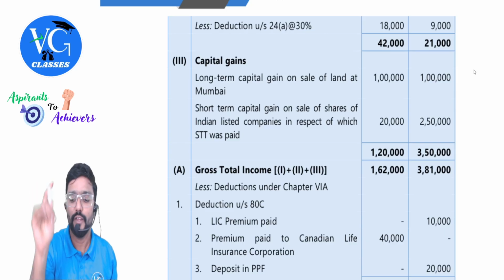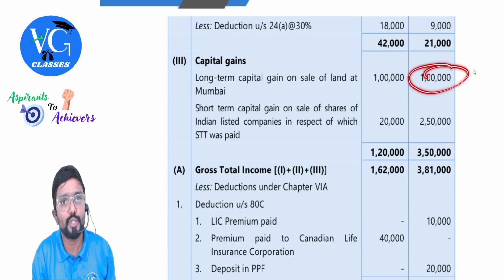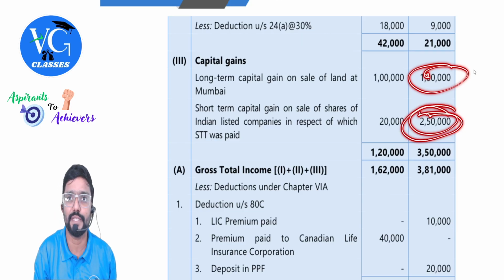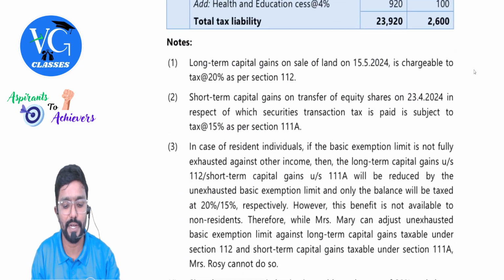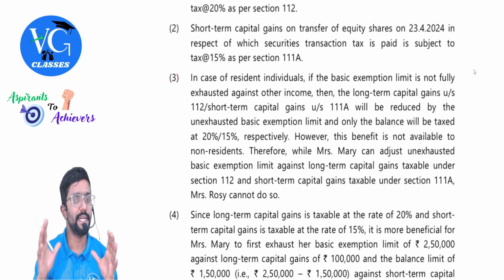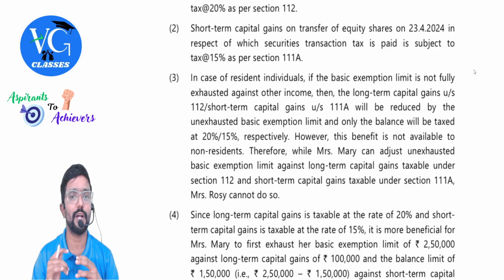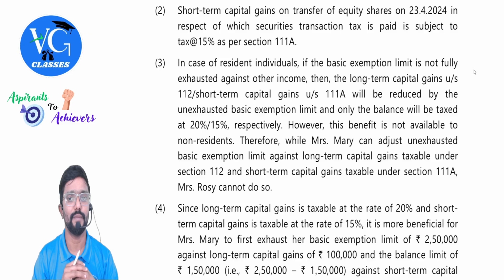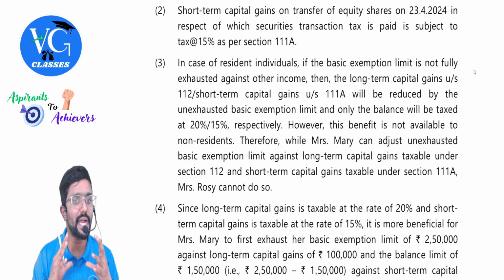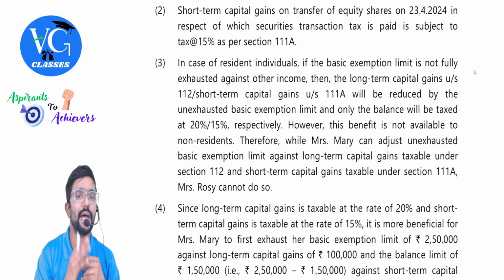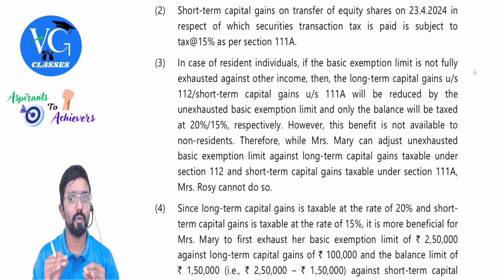So the shortfall is 250. Against which one will you adjust first? Against the 1 lakh first, because that is taxable at the highest rate. The remaining 150 you will adjust against the other. After adjusting 150, how much is remaining? 1 lakh, which is taxable at 15%. Clear? A note is given. Let me read it. In case of a resident individual, if the basic exemption limit is not fully exhausted against other income, then long-term capital gains under section 112 or short-term capital gains under section 111A will be reduced by the unexhausted basic exemption limit, and only the balance will be taxed at 20 or 15%.